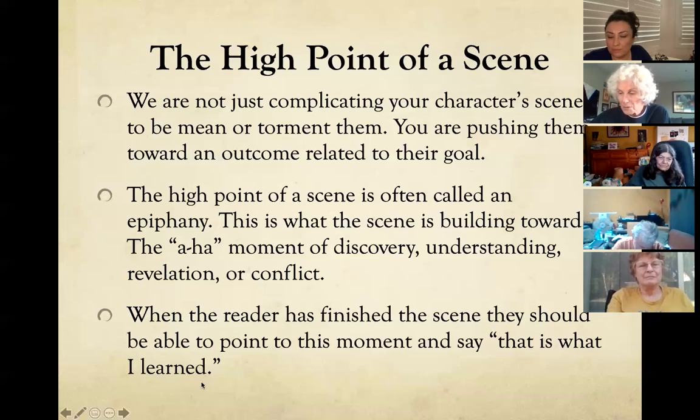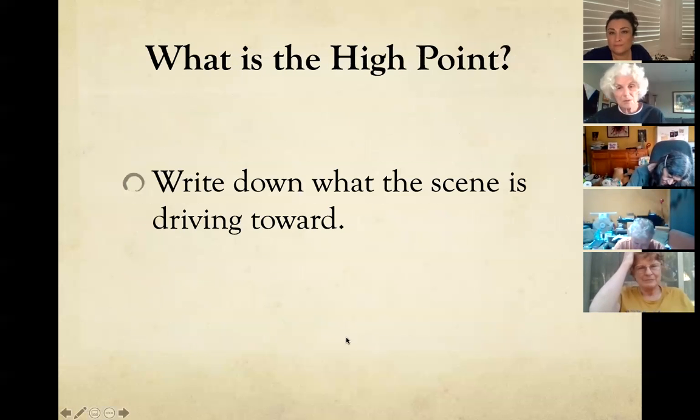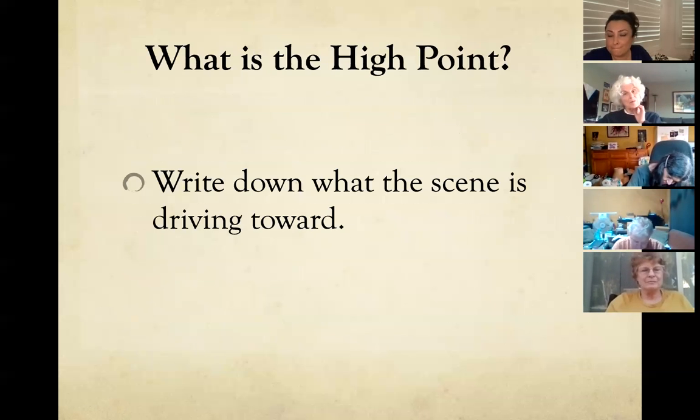For some scenes, this high point happens in the middle, and then there's a little more falling action. For some, it actually happens as the end of the scene. It's where you leave off, but that doesn't matter to me so much. So I would like you just to write down, what is this high point? What is the scene that you're writing driving toward? What is it that you want the reader to come away knowing?